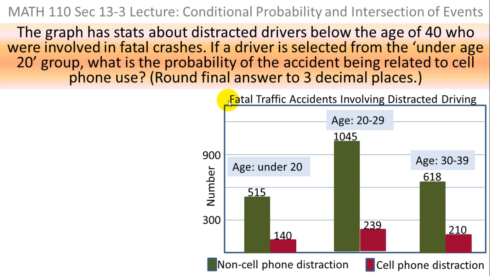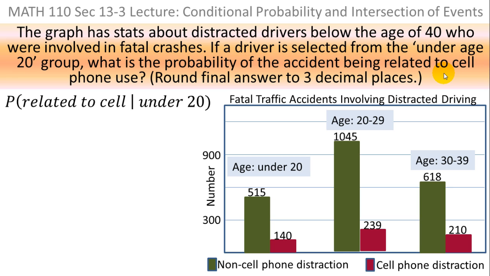Let's try another one. This one said this graph has stats about distracted drivers below the age of 40 who were involved in fatal crashes. If a driver is selected from the under age 20 group, what is the probability of the accident being related to cell phone use? And then round your final answer to 3 decimal places. The thing you've got to understand here is it's giving you information about three different age groups: the under age 20, the 20 to 29, and the 30 to 39 age group. And they're asking us about, if we know that the driver came from the under 20 age group, then what's the probability of the accident being related to a cell phone? So that's a conditional probability. You have to recognize that.